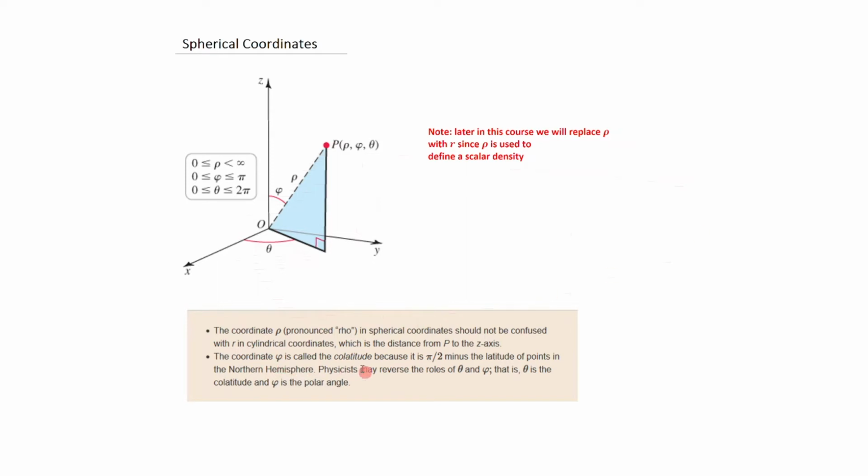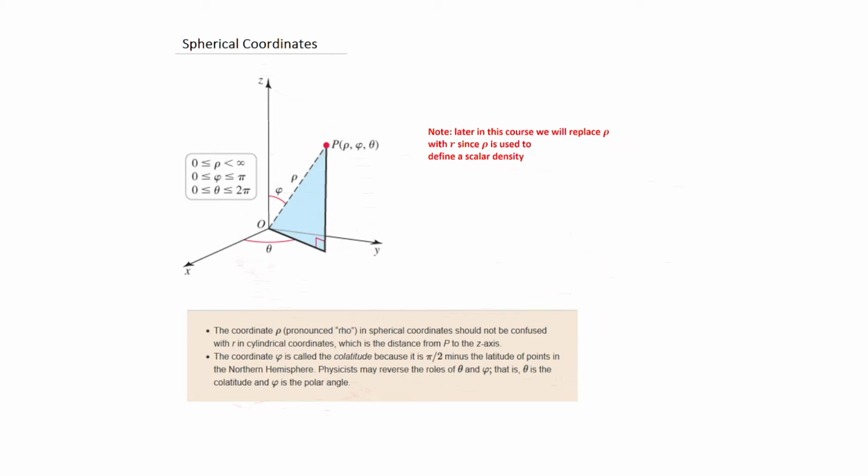Secondly, the coordinate psi is called the colatitude because it is pi over 2 minus the latitude of points in the northern hemisphere. Now this is an important point, and it'll come up more often than not. The physicists may reverse the roles of theta and psi. That is, theta is a colatitude and psi is a polar angle. Be very careful that you don't start memorizing labels. What's important to realize is whatever label is used to define what's happening on the xy axis must be counterclockwise. Whatever label is used to define what's happening from the z-axis down to xy defines the label used for that. As long as we stick to that convention, we're guaranteed to have a right-handed coordinate system.